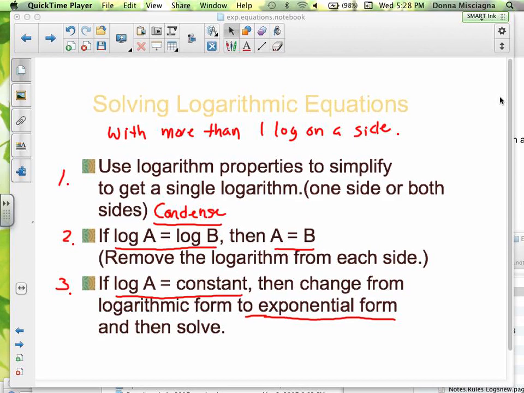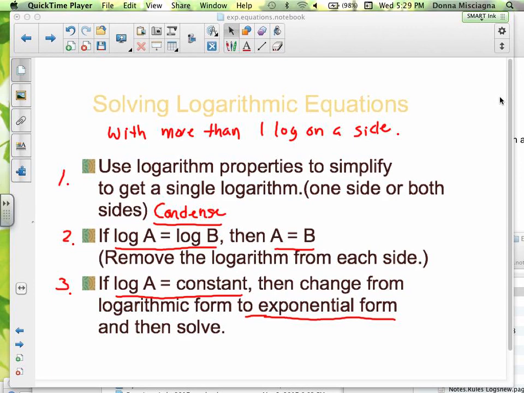So this is solving logarithmic equations with more than one log on a side. There's our title. Number 1, condense. Use logarithmic properties to simplify to get a single logarithm, on one side or both sides. All that means is condense your log. If you've got more than one log on a side, condense it. You're using the product rule, you're using the quotient rule.